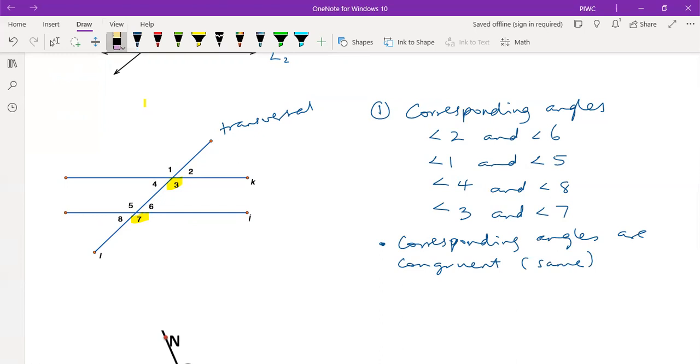Now let's look at identifying some other angles.